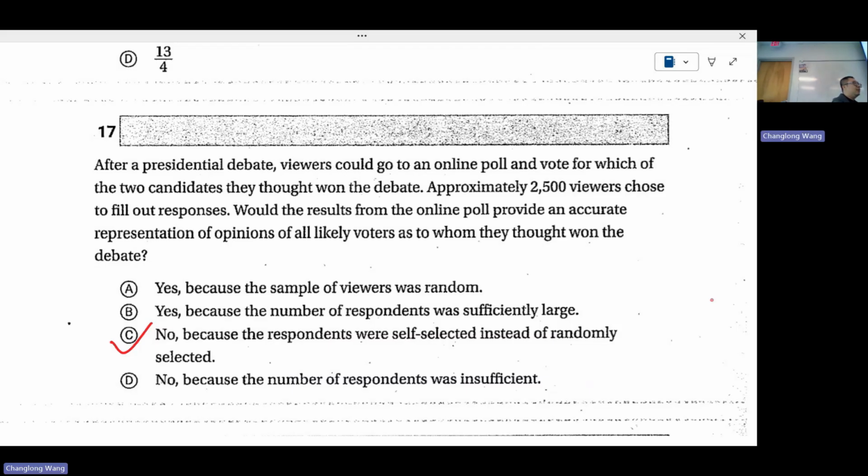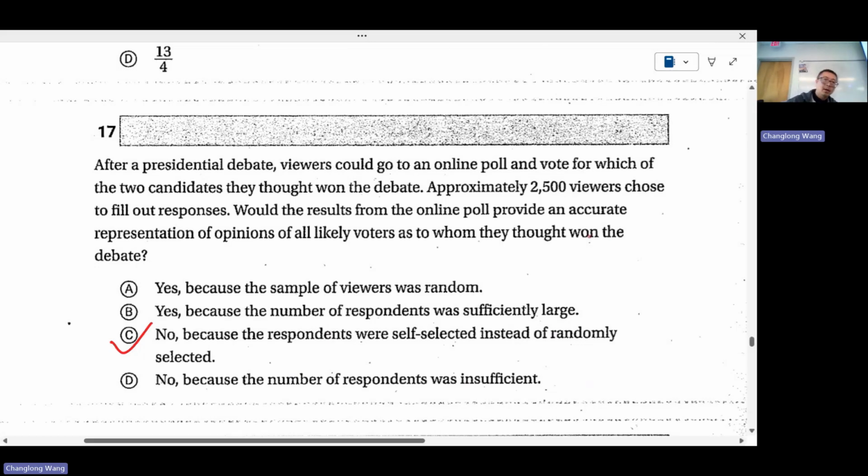In this case, it's like if you're a big fan of a certain candidate and somehow the person didn't perform very well in the debate, you don't even feel like responding to the survey. So it's super biased if you let people volunteer. So you pick randomly who's going to respond, right? That's called random sampling.